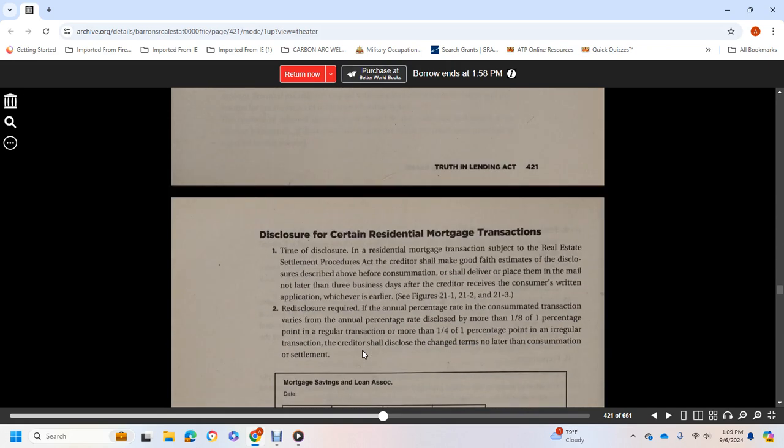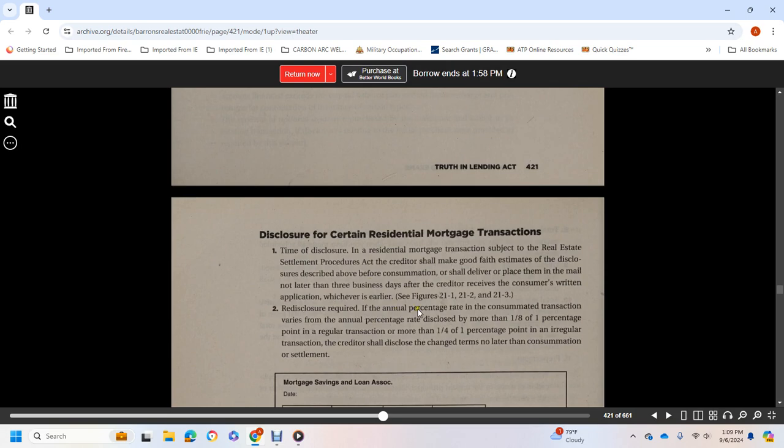Disclosure of certain residential mortgage transactions. Disclosures for residential mortgage transactions are subject to the Real Estate Settlement Procedures Act. The creditor shall make good faith estimates of the disclosures described above before consummation, and shall deliver them or place them in the mail no later than 3 business days after the creditor receives the consumer's written application, whichever is earlier.